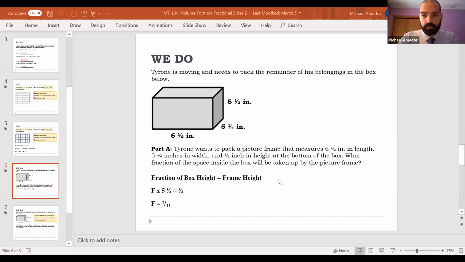Are we seeing a PowerPoint on the screen share? Show me. No. Okay. So the screen share. How about now? Thumbs up. All right.